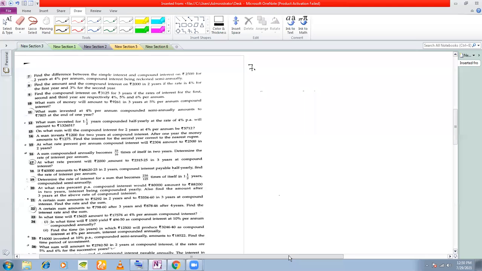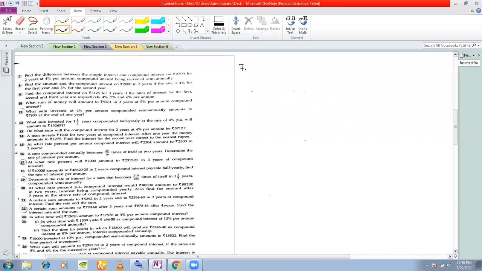The question here is: find the difference between the simple interest and compound interest on 2500 rupees for 2 years at 4% per annum, compound interest being reckoned semi-annually. Okay. So what is the difference between the interest that you get? Suppose your friend invests 2500 rupees at simple interest, but you invest 2500 rupees at compound interest, and that too interest is compounded semi-annually, half yearly. Then what is the difference in your incomes? That is the question.